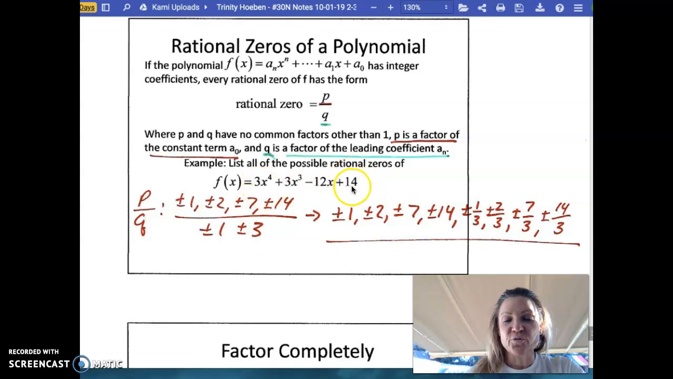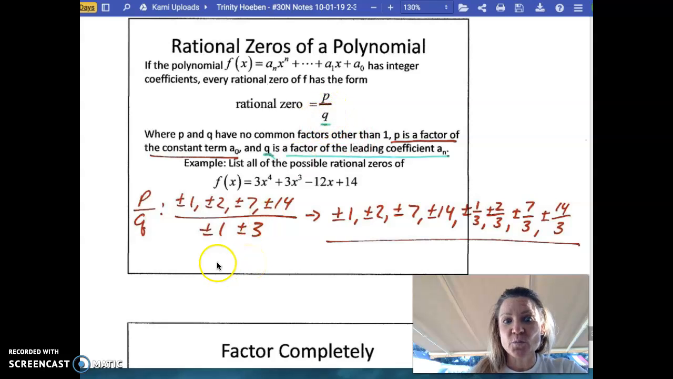So all the factors of 14 are 1 and 14, because 1 times 14 is 14, right? And 2 and 7, because 2 times 7 is 14, and then plus or minus of all of them, because it could be positive or it could be negative. Then in the denominator, we're going to list all the factors of q. q is the leading coefficient, which is 3. Luckily, there are only 2 factors of 3, which are 1 and 3, positive and negative of both.